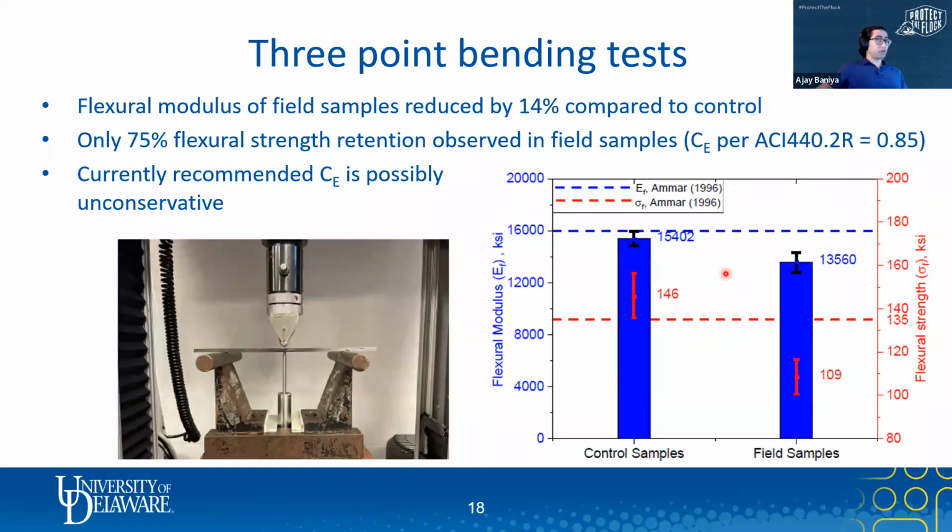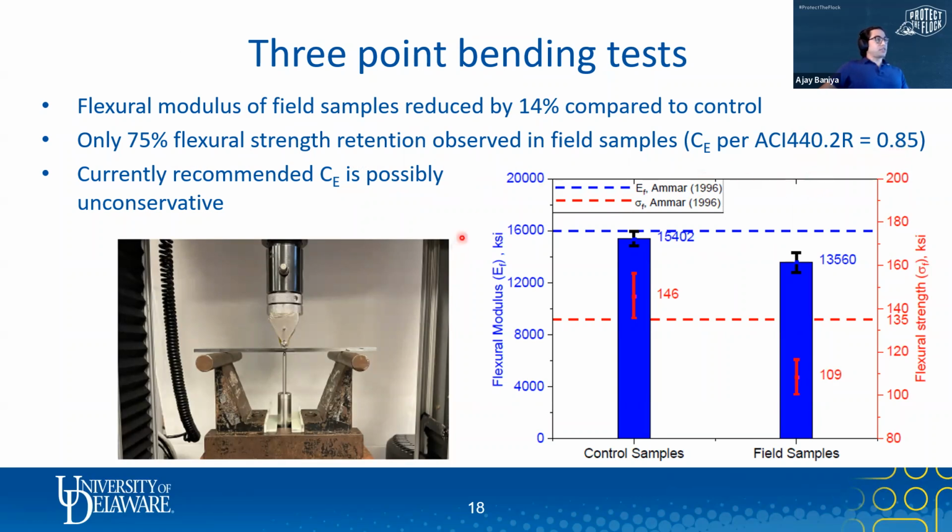More flexural tests were run to complement the tensile test. The modulus reduction obtained from the 3-point bending test was comparable to that of the tensile test. We obtained a 15% reduction in modulus from the tensile test, which was 14% from the 3-point bending test. And we also observed 75% flexural strength retention in field samples. However, ACI only recommends 85% retention.